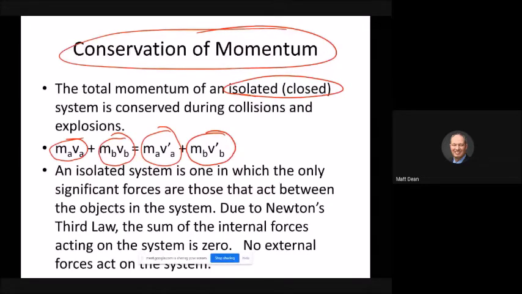An isolated system, as I said a second ago, is one in which the only significant forces are those that act between the objects. There's nothing outside. The sum of the external forces acting on the system is therefore 0. There are no external forces acting on this system. That's the only time this is going to work, when it's a closed system.